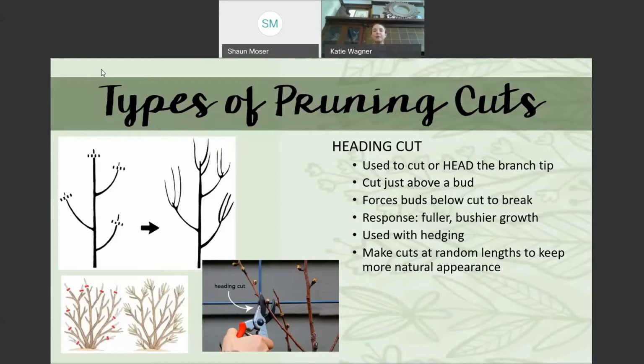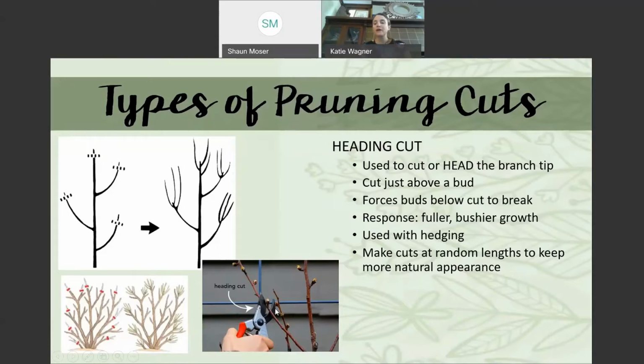Okay, some different types of cuts here. First one I want to talk about is a heading cut. And this is where, as you can see on this picture, maybe you can see my mouse here, you're tipping the ends of branches. Oftentimes you cut just above a bud. So you can see this picture here, this bud. We're making the cut actually in the same direction as the bud, just above it. I would say about 1/4 inch above that bud.